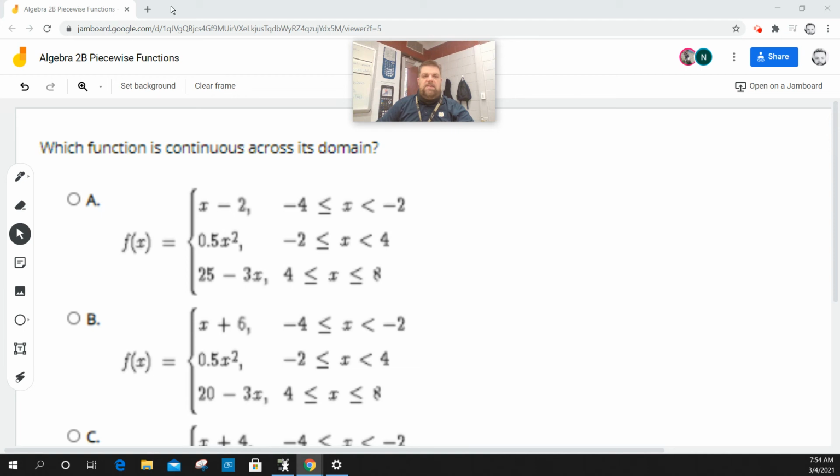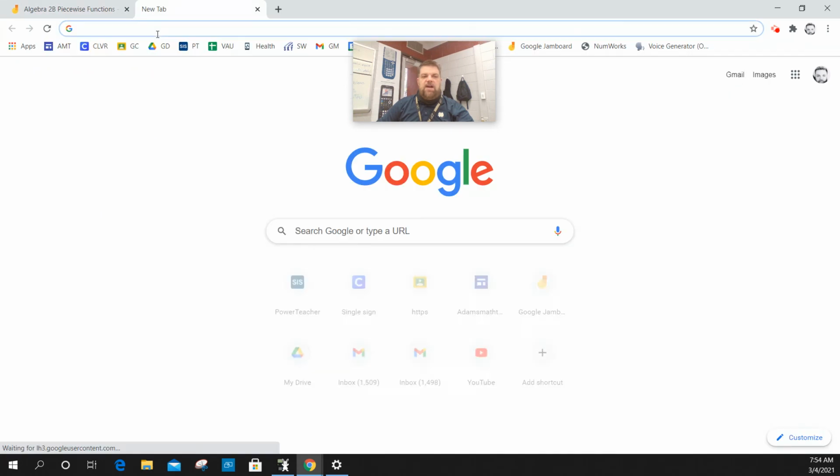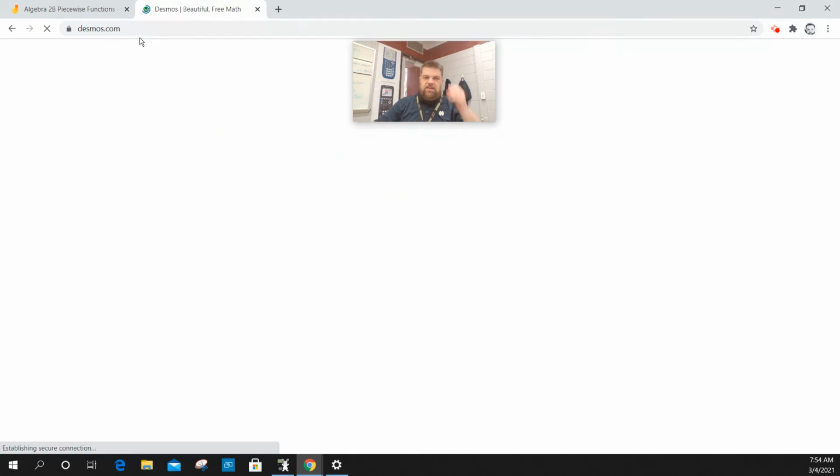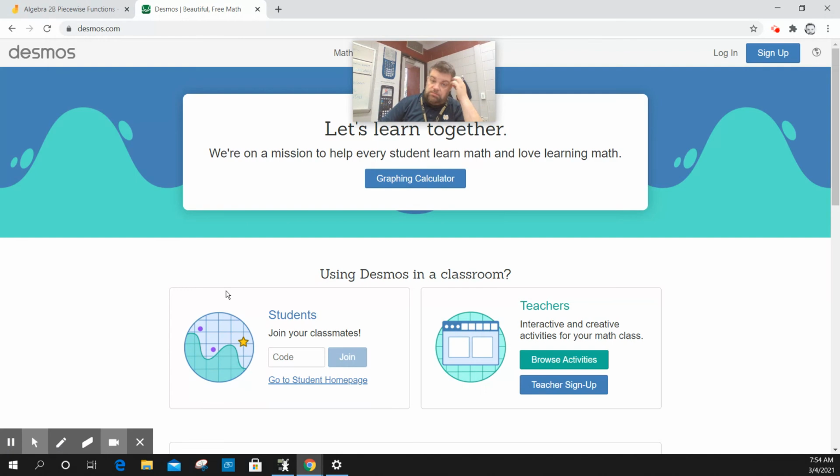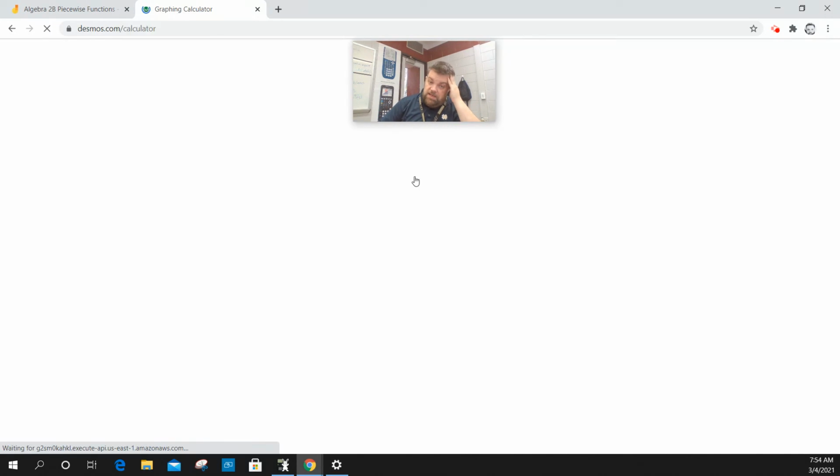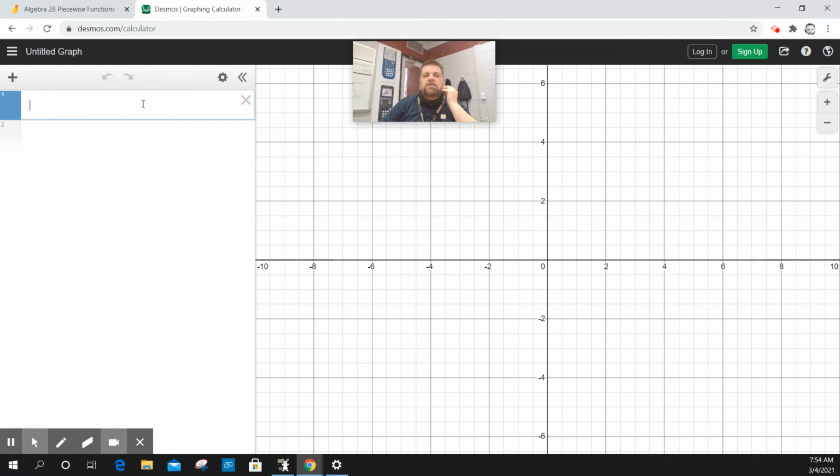So on this problem, basically what we've got to do is graph these and then find out where it's continuous across the domain. So I'm going to use the Desmos graphing calculator for this. And remember on this one, we have to plug in the domain first.